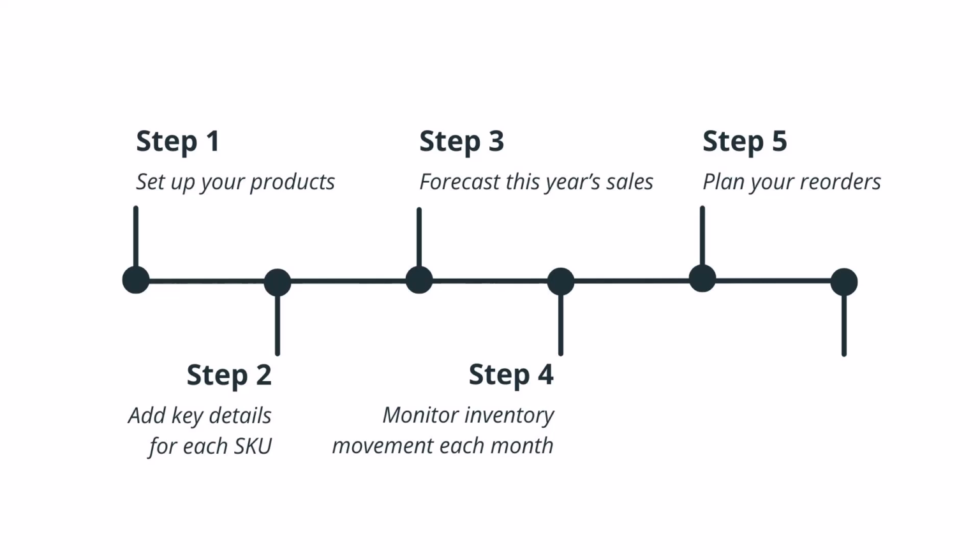Step 5, plan your reorders. Now that you've got a month-by-month forecast of when you'll likely run out of stock, it's time to do the thing that actually prevents a stockout. Reorder at the right time. This spreadsheet helps you do exactly that by showing you when inventory dips too low and working backwards based on your lead time to tell you when to place your next order.